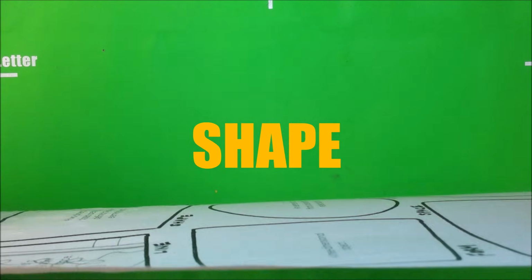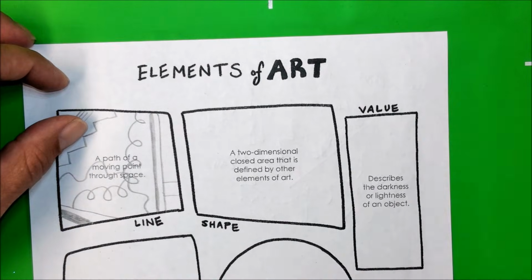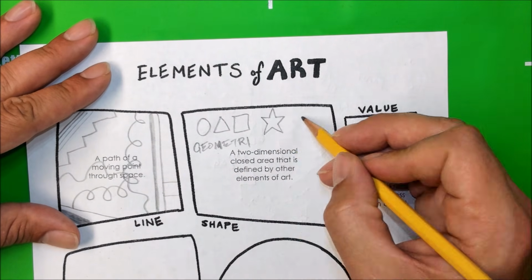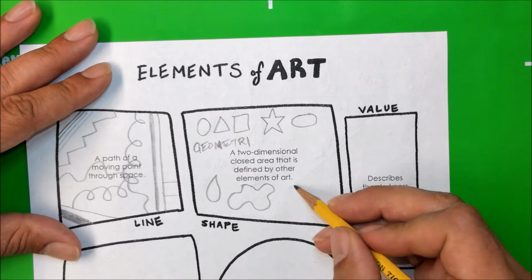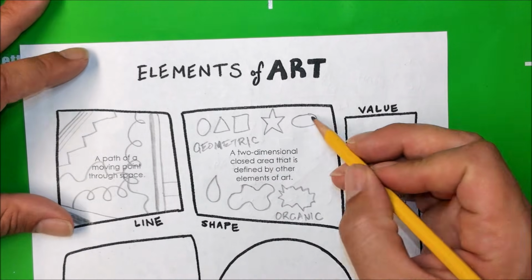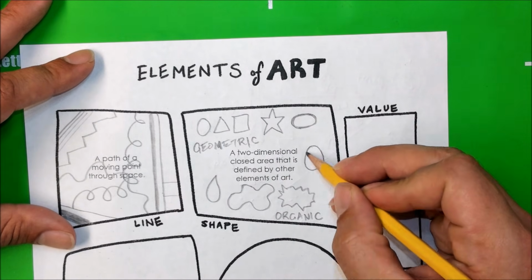A shape is two-dimensional, flatter than even this piece of paper, a closed area that is defined by other elements of art. Circles, triangles, squares, these are geometric, mathematically defined shapes. Teardrops, lakes, these are all organic shapes we might find in nature. Either way, a shape is not simply a line, it is a closed space.